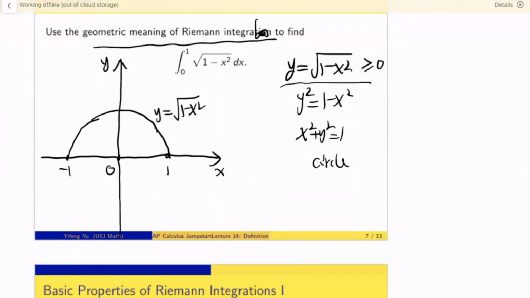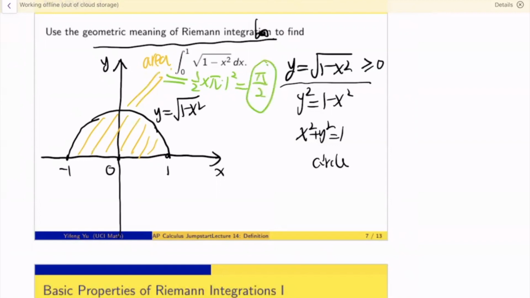Okay, and then what do we have? It's just the area of this, right? So this one just equals the area. And we know how to calculate the area of a semicircle, it's just half of it, right? So this one just equals 1/2 times pi times the square of the radius, which is 1. So we get that this one is pi over 2.